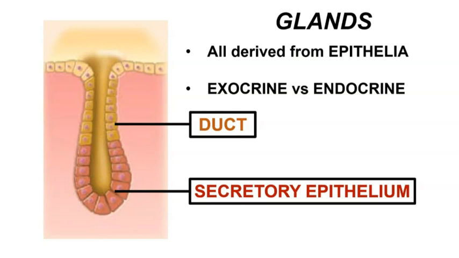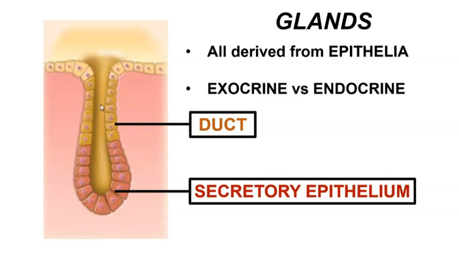And it turns out that the basic anatomy of the gland is that the deepest part of the gland, which is referred to as the secretory epithelium, is the part of the gland that produces the substance or the secretion that the gland will then release.